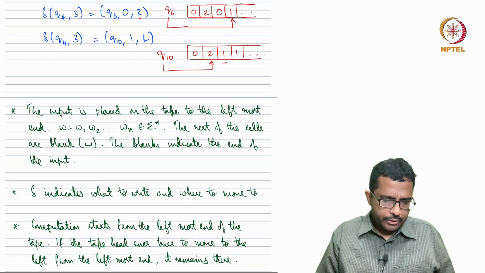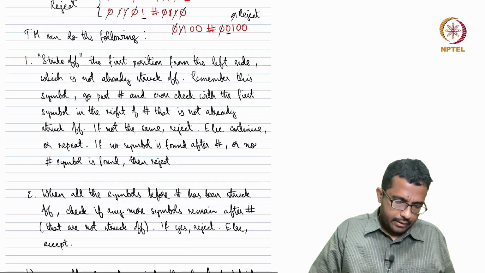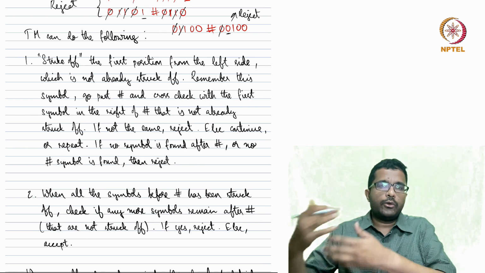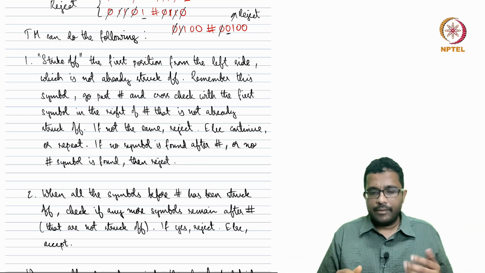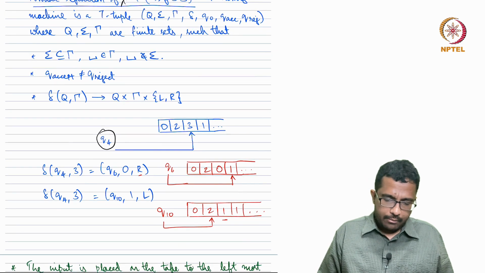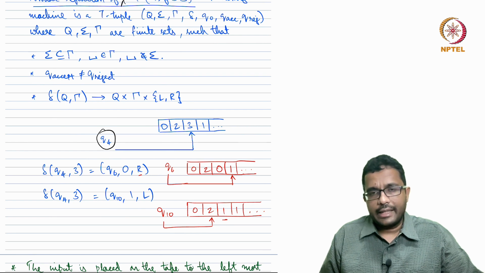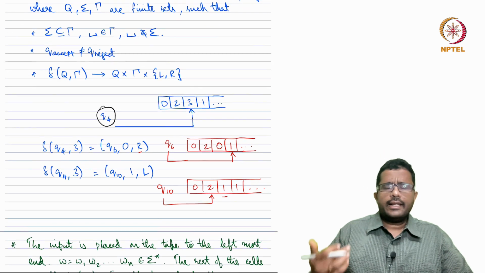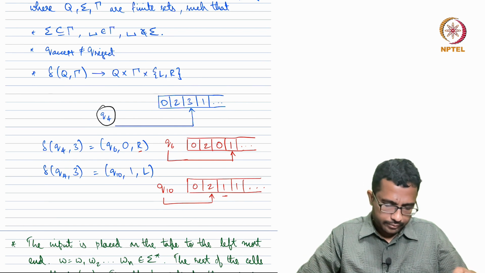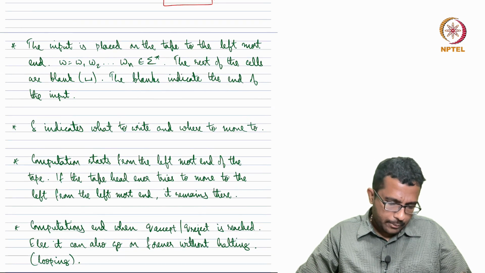And how does a Turing machine work? Again, as I said, whatever we mentioned here, strike off the first position and then go to the hash and then go to the right side and see if this is same, etc. All these things can be accomplished by states and transitions. But we will usually not be getting into that kind of detail because it's getting too cumbersome and difficult to manage. Okay, so some more things.